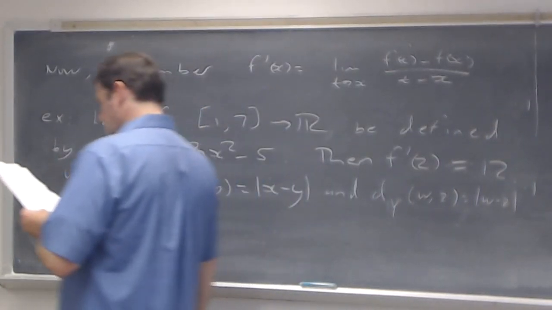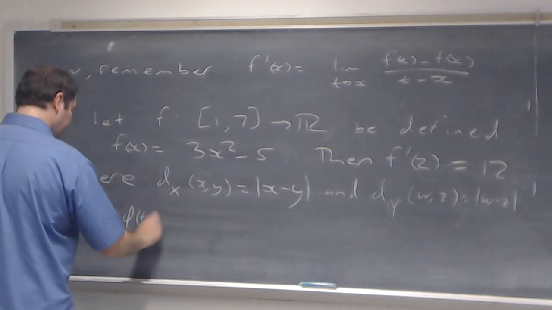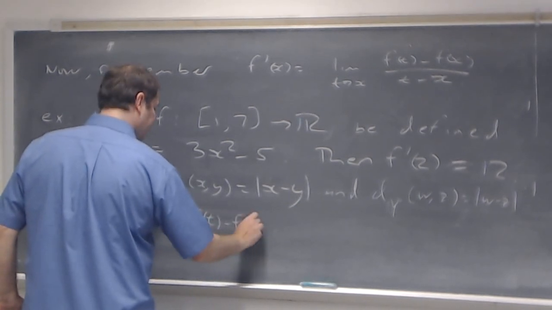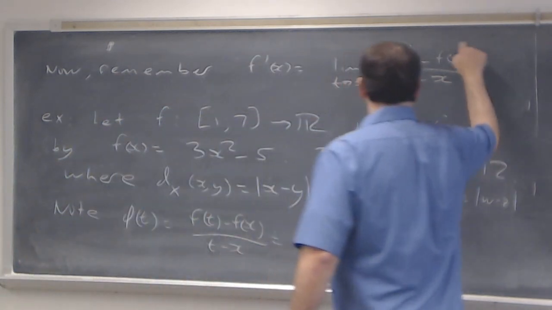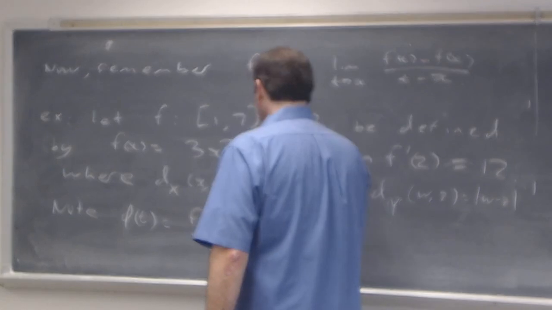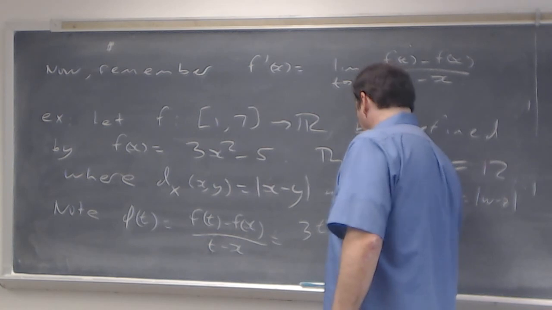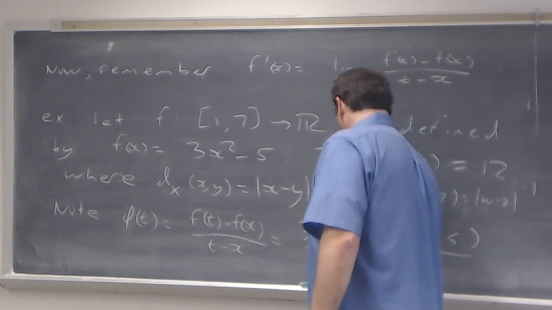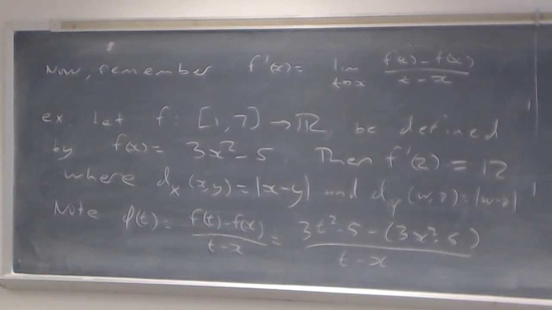Okay. Well, let's note the phi of t, which is equal to f of t minus f of x all over t minus x. That would be equal to, so that's the f of t that's here, okay? That's equal to 3 times t squared minus 5 minus the quantity 3x squared minus 5 all over t minus x. Okay, let's see if we can simplify that.